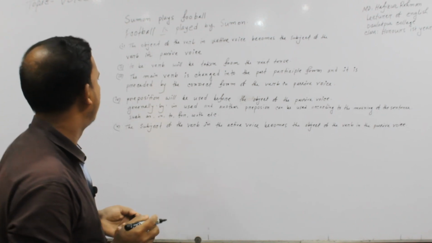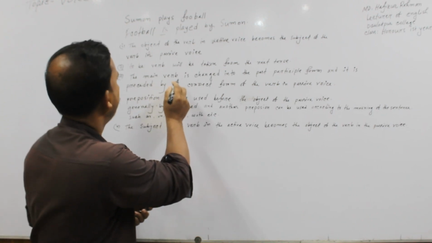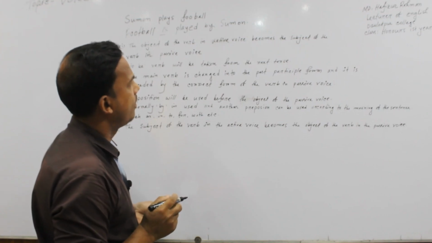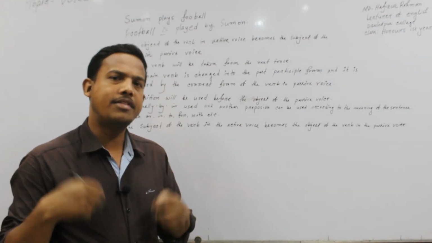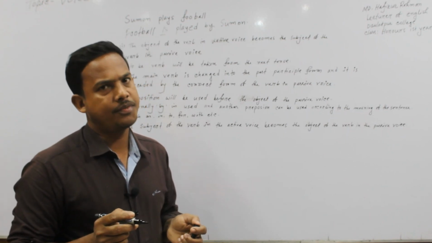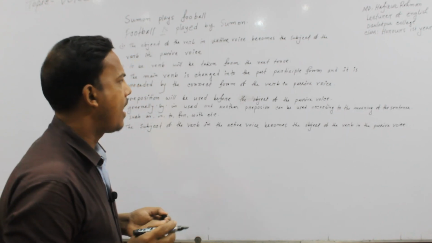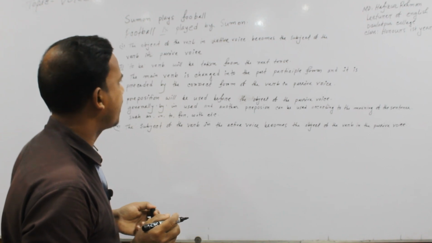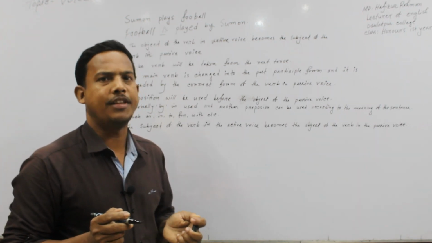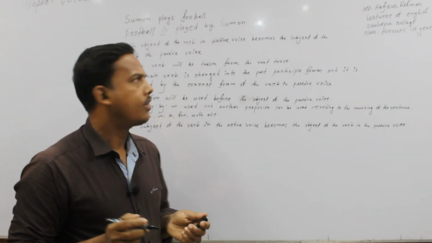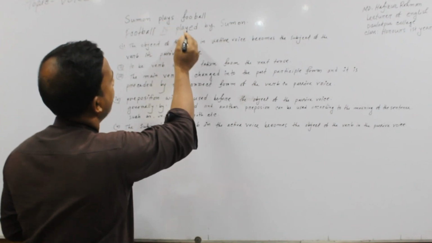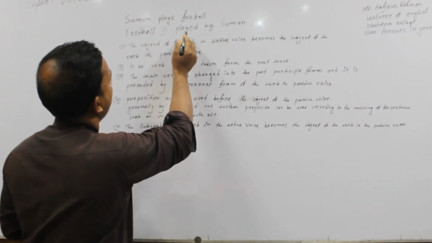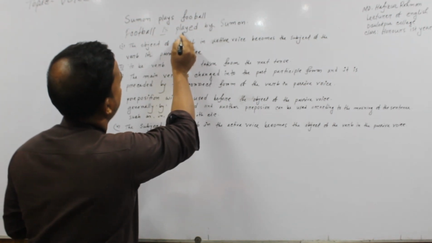And third, the main verb is changed into the past participle form, and it is preceded by the correct form of the be verb in the passive voice. The past participle form of play is played. So here we will use played.